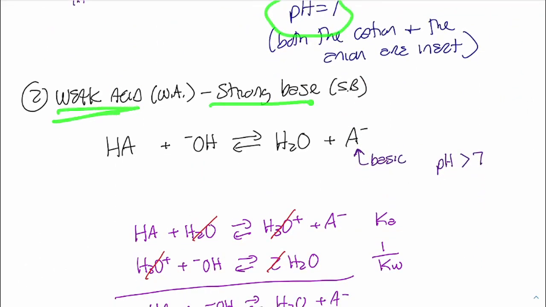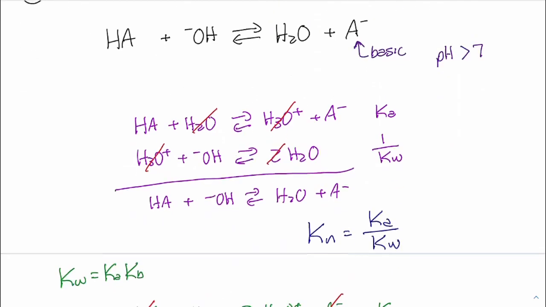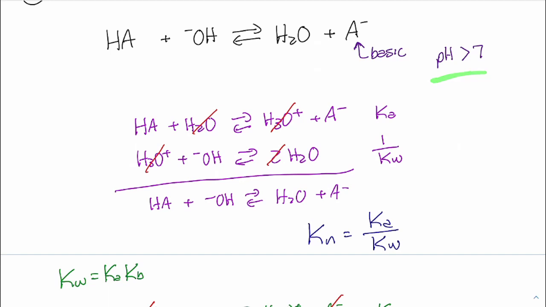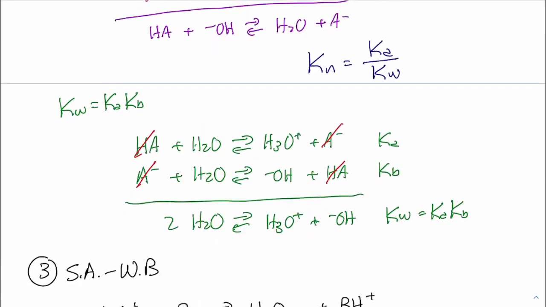Weak acid, strong base. Jumping right to my net ionic equation, my weak acid is going to be largely undissociated. My strong base is completely dissociated. We don't care about the cation. It's going to be inert. So I only care about the hydroxide. I end up producing a salt in which the anion is basic, so the pH of that salt solution would be greater than 7.